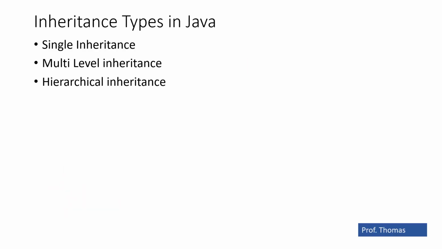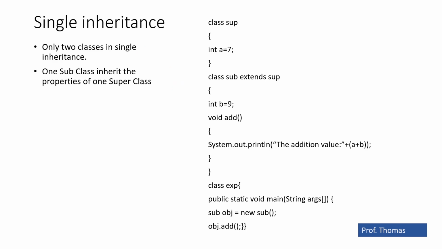In Java, there are three types of inheritance. They are single inheritance, multi-level inheritance, and hierarchical inheritance. In single inheritance, there are only two classes: one is a subclass and the other is a superclass. The subclass inherits the properties of one superclass.